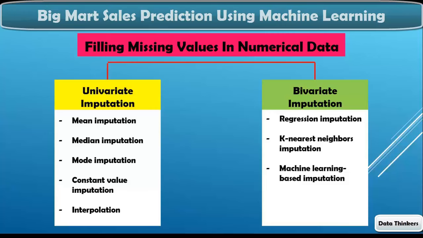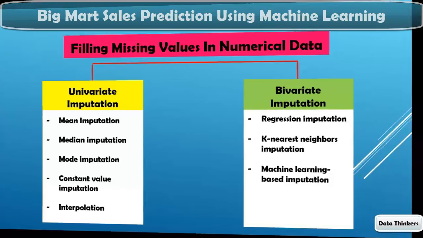Let's begin by addressing the missing values through the univariate imputation methods. Following that, we will attempt to fill the missing values using bivariate or multivariate imputation methods as well. So let's get started. Let's first use univariate imputation methods to fill the missing values in our column item_weight. So let's jump to the Jupyter notebook.